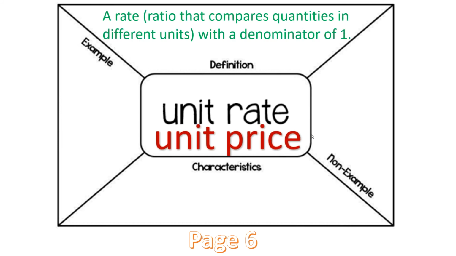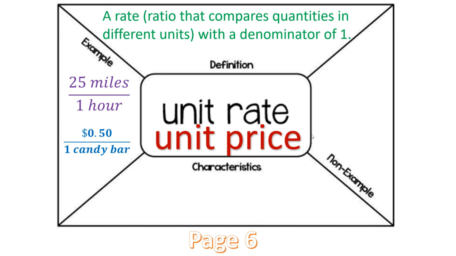A rate, which is a ratio that compares quantities in different units with a denominator of 1. So an example would be 25 miles per 1 hour or 50 cents per 1 candy bar. Key thing is that it's a comparison to 1.